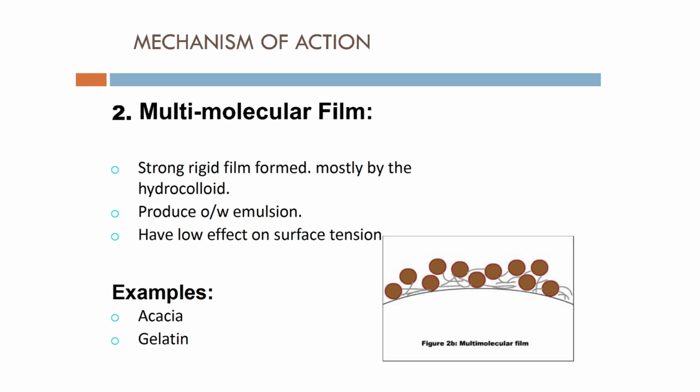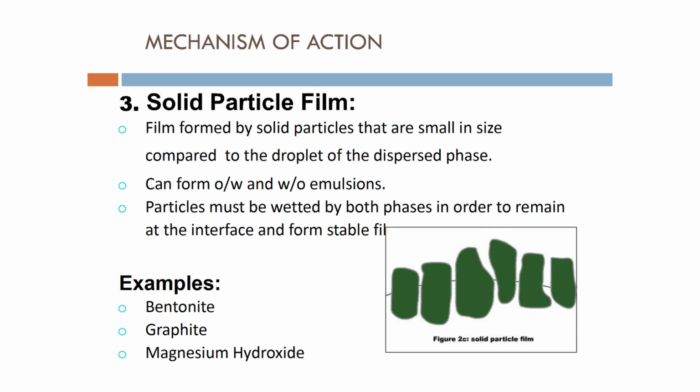And finally, solid particle films. This film is formed by solid particles that are very small compared to the droplets of the dispersed phase. They can form both OW and WO emulsions. Crucially, the solid particles must be wetted by both phases to some degree in order to remain at the interface and form a stable film. Examples include bentonite, graphite, and magnesium hydroxide. Figure 2c shows a diagram of this solid particle film.